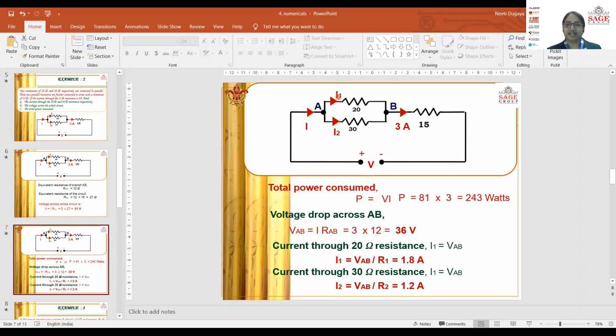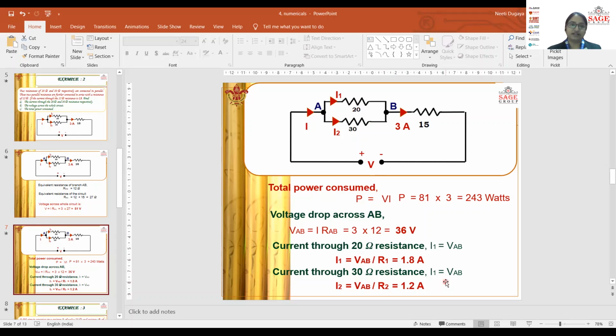Now we need to find out the current I1 which is flowing through the 20 ohm resistance, and I2 which is flowing through the 30 ohm resistance. We already know VAB and Ohm's law is there again. So I1 would be VAB upon R1, that is 20 ohms. VAB is 36, so 36 by 20 would be 1.8 amperes. And the current through the 30 ohm resistance would be VAB upon R2, that is 36 upon 30, which is 1.2 ampere.